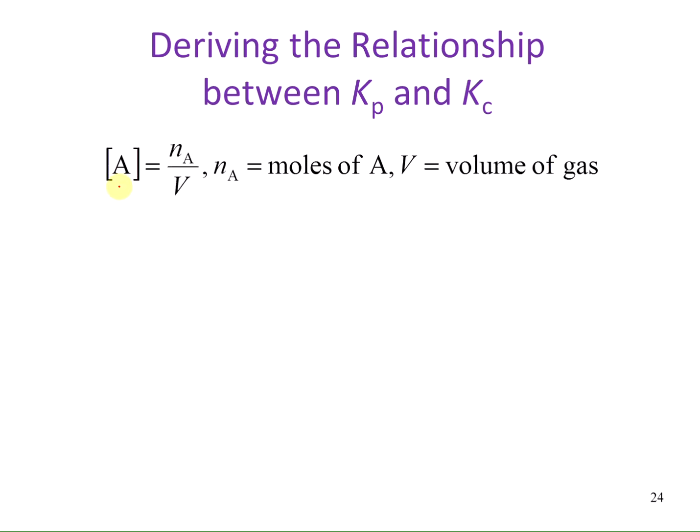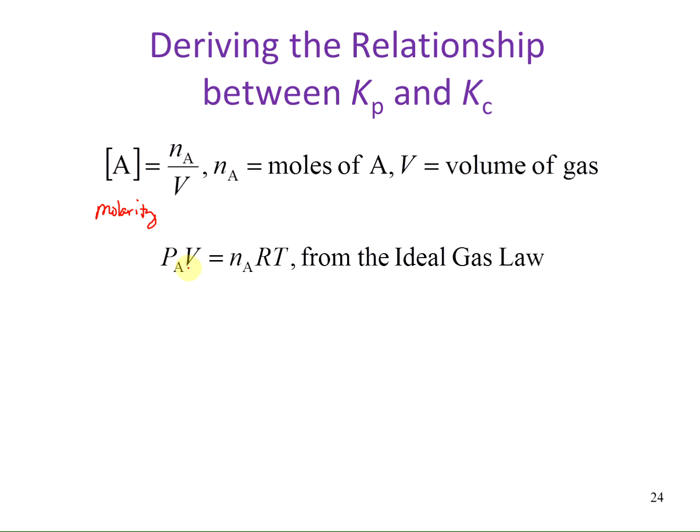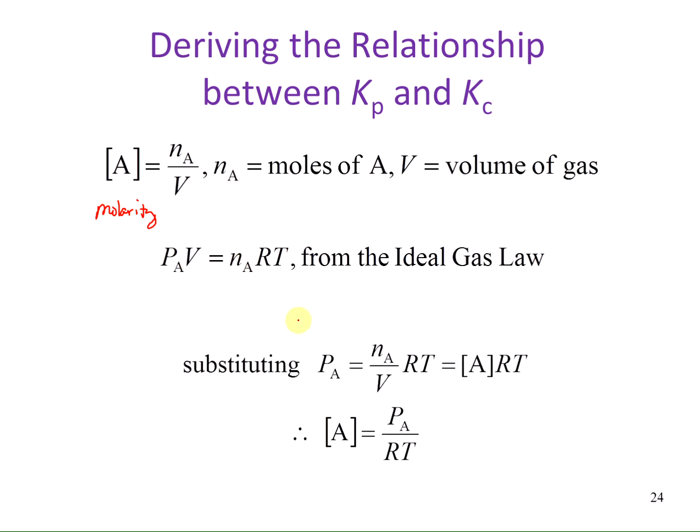So here we have the expression of the molarity of A. So remember the bracket means molarity. And we have the moles of A, nA, over the volume, where nA equals the moles of A and V equals the volume of the gas. Now we use the ideal gas law, so PV equals nRT, so we're looking at the pressure of A with respect to the moles of A. Here we've just solved for the PA, so we took the nA and RT and divided by the volume. So we've divided both sides by volume to get the PA value here.